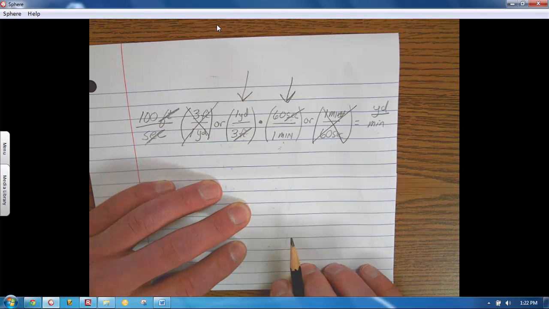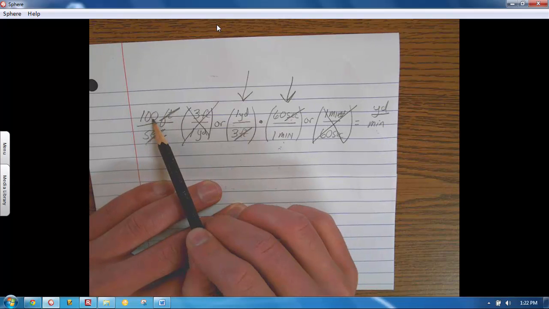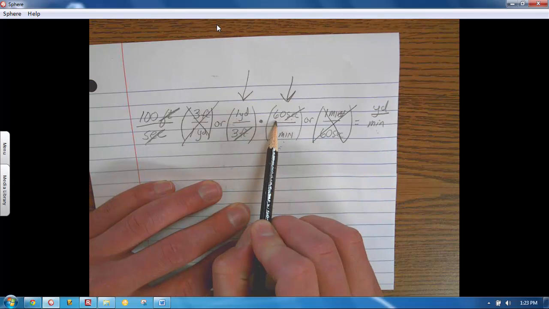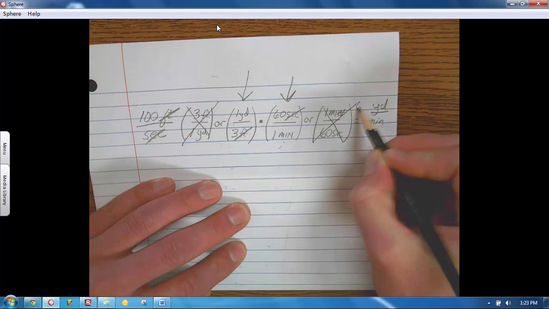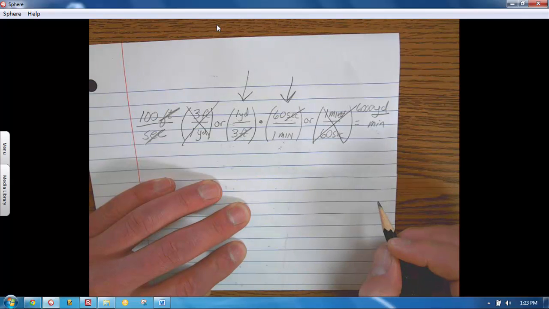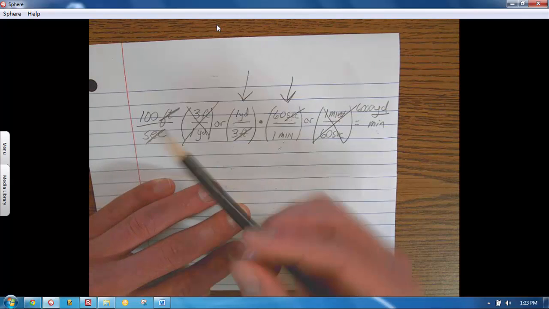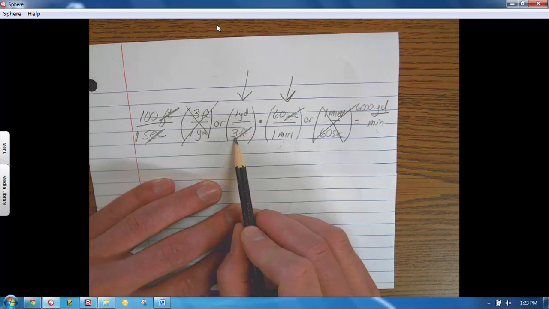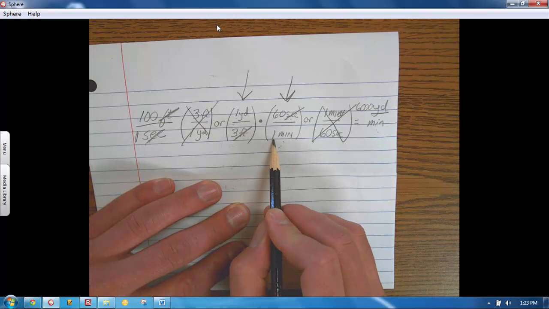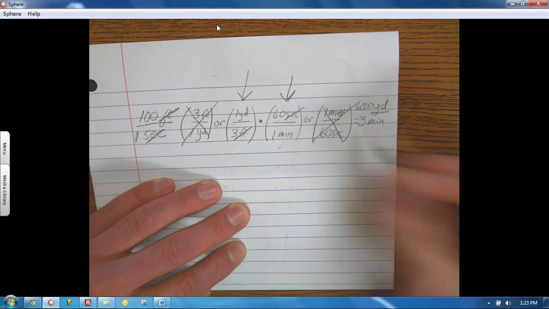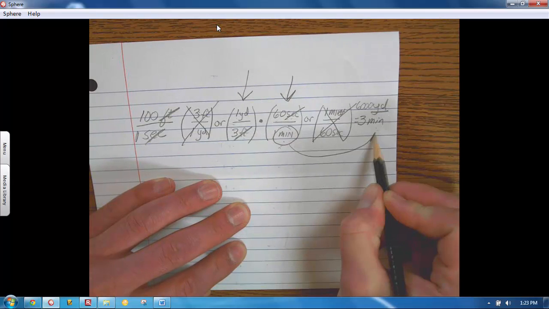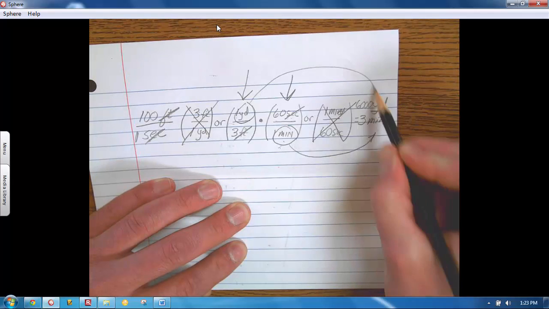And then at this point, we are going to just multiply. 100 times 1 times 60 is going to give me 6,000. There's a 1 here that we don't see. 1 times 3 times 1 gives me a 3 in the bottom. And again, the only units we have left are minutes on the bottom and yards on the top.